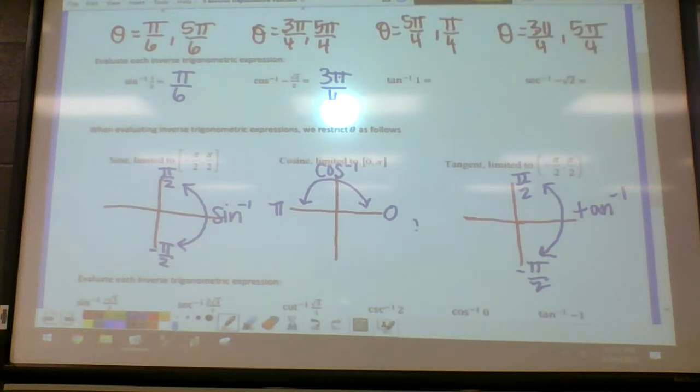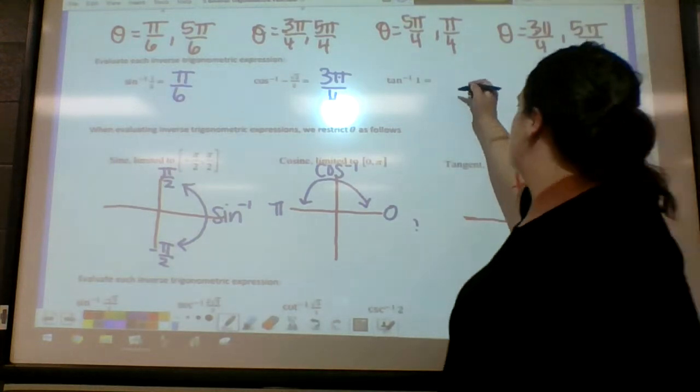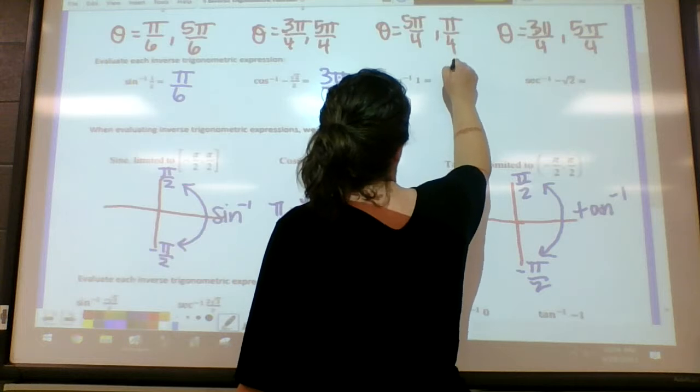So when I say tangent inverse of 1, positive 1 is up here, yes, for tangent. So we're only going to say that that happens at pi over 4. So we're going to leave off the other one in Q3 that we had from before, and this one's just pi over 4.